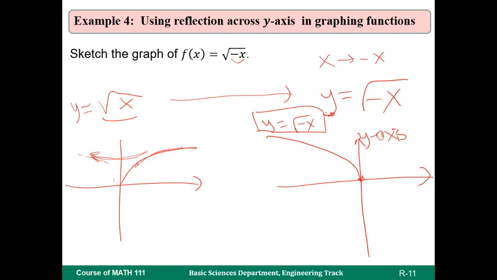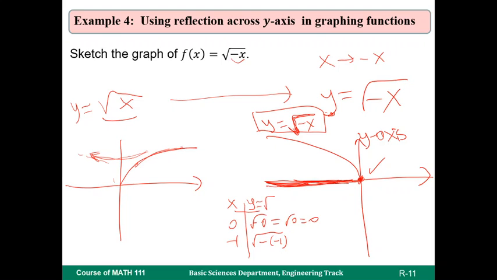Now you can ask this question: how does the graph exist on the negative side, because the square root does not take negative values inside, so this doesn't make sense? Is it so? Okay, let's check. We can pick some numbers here. Let's take 0. Okay, 0 is okay. Now take a point here, -1. The function rule is square root of negative x, so it will have square root 1, which is 1, right?